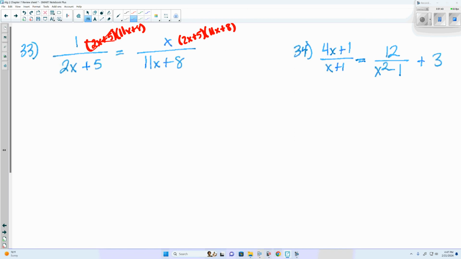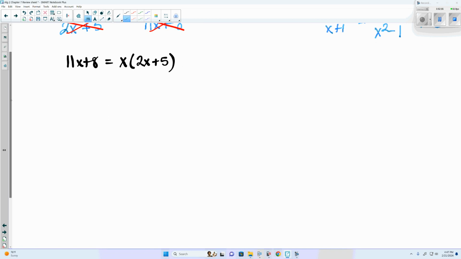On the right, the 2x plus 5 and 2x plus 5 would cancel. On the left, 2x plus 5 and 2x plus 5 cancel. On the right, 11x plus 8, 11x plus 8 cancel. And what that leaves us with is 1 times 11x plus 8, which is just 11x plus 8. On the other side, we have x times 2x plus 5. Now we will need to simplify our x times 2x plus 5, giving us 2x squared plus 5x. We're just distributing it.